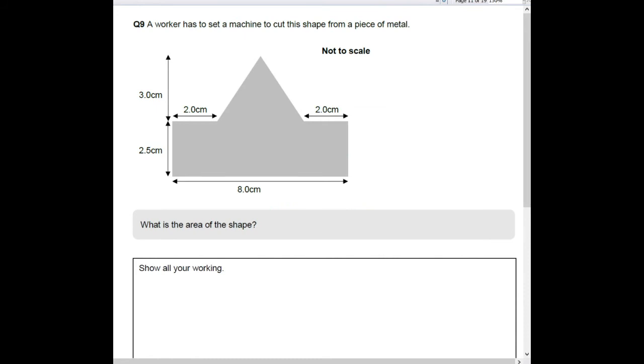Question 9. A worker has to set a machine to cut this shape from a piece of metal, and there are various dimensions for this shape. It's asking us what is the area of the shape. Show all of your working out. So we have basically a rectangle with a triangle above it. So the rectangle here is 8 centimeters by the 2.5 centimeters. So that's 20 centimeters squared. So that's nice and straightforward.